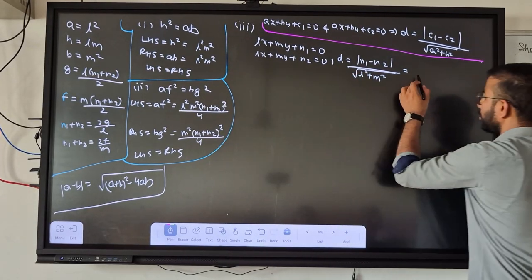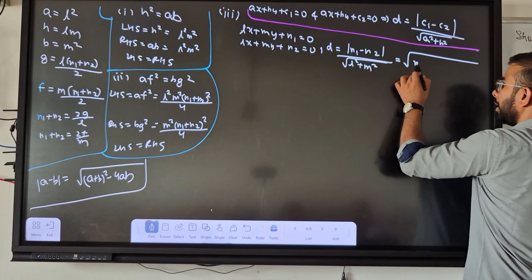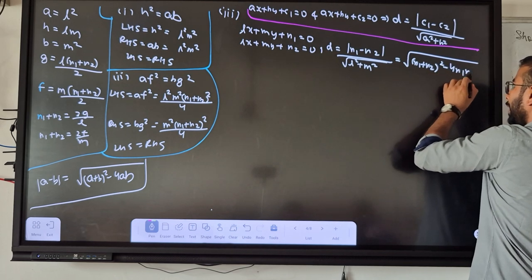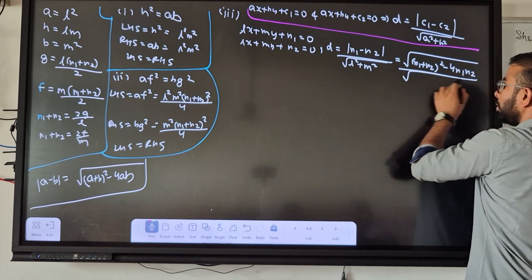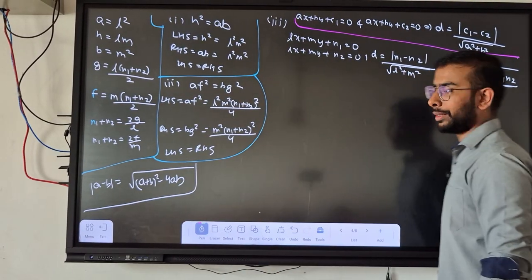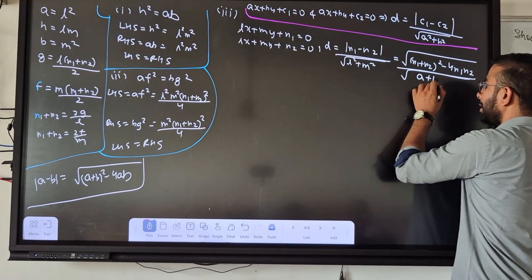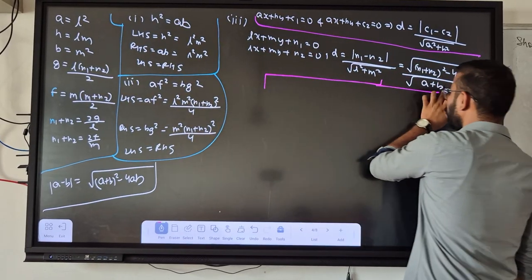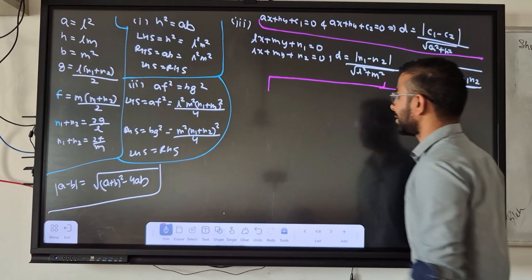So this is coming out to be root over n1 plus n2 whole square minus 4 n1 n2 divided by root l square plus m square. What is the value of l square? a. What is the value of m square? b. So it is coming out to be a plus b. Now pay attention. Now there are two things you can do right now here. Okay, let's start with the first one.